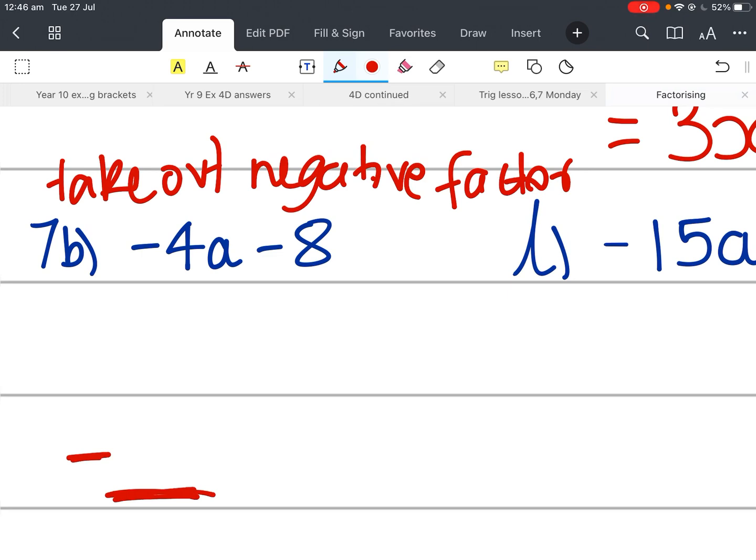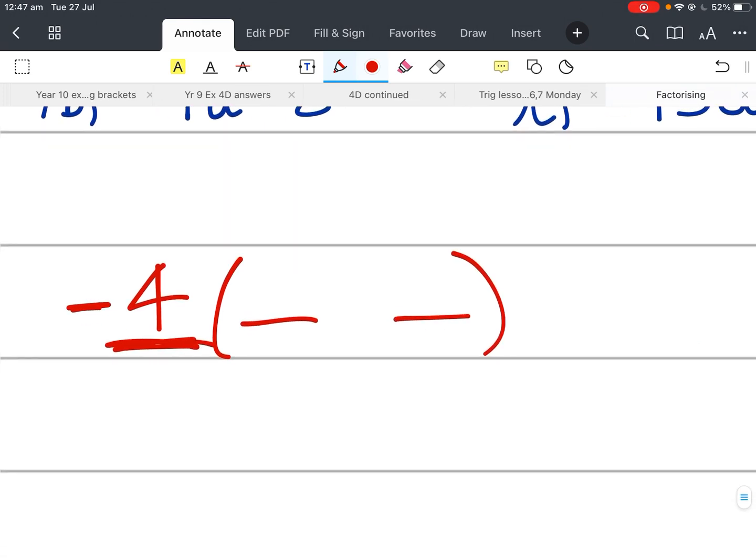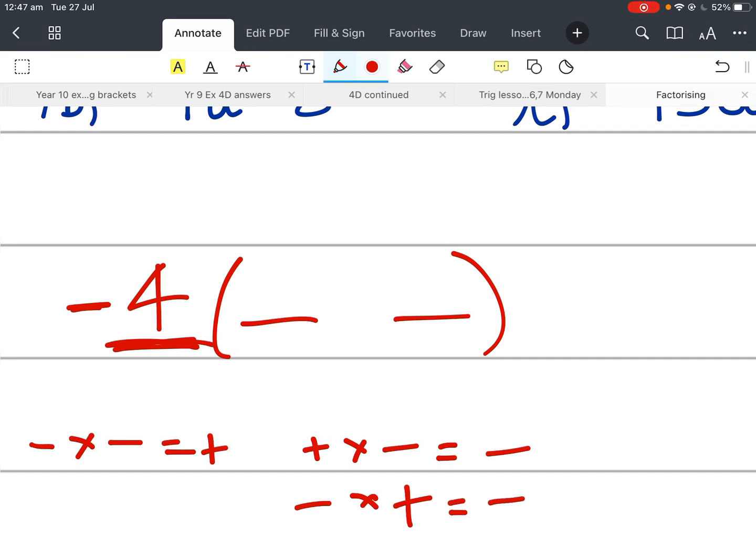Okay? So if you look at the numbers only, 4 and 8, what's the number that goes into 4 and 8? Does 4 go into 8? Yes, it does. So I'm going to take out negative 4. Now this is where your negative and positive rules really come in. So here's my brackets. Remember your rules. A negative times a negative is a positive. Positive times a negative is a negative. And vice versa, a negative times a positive is a negative. So you need to know those.